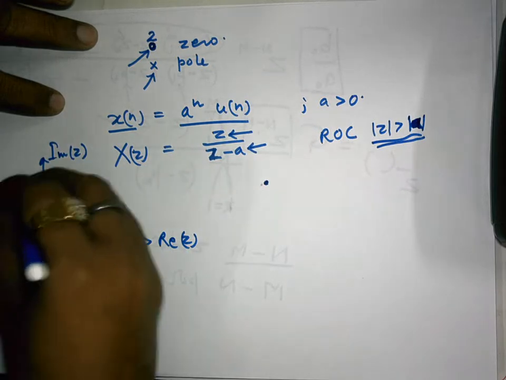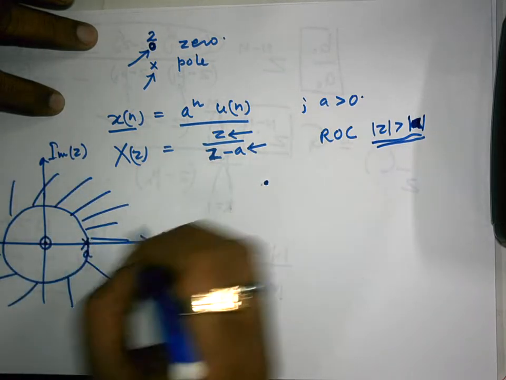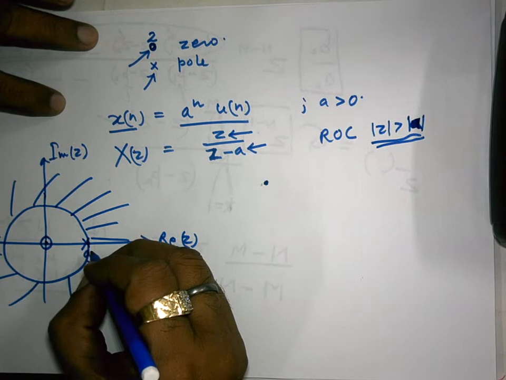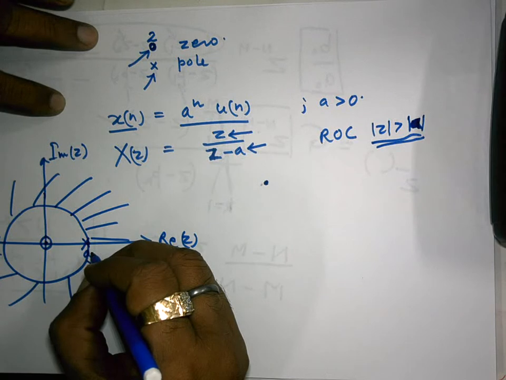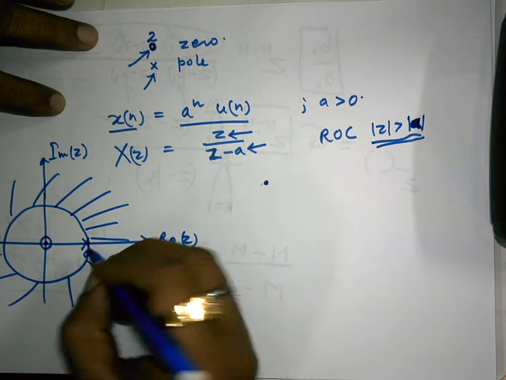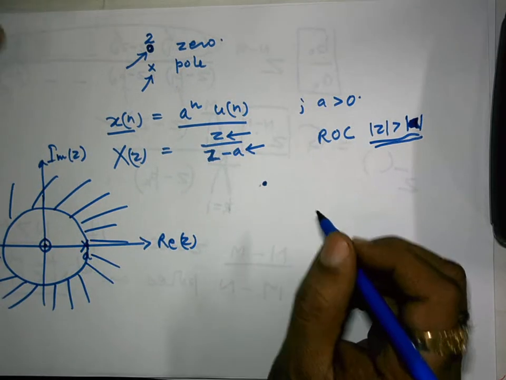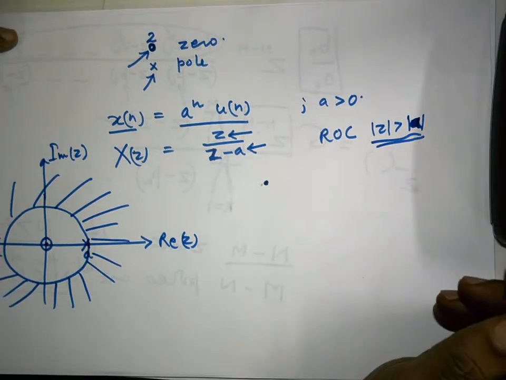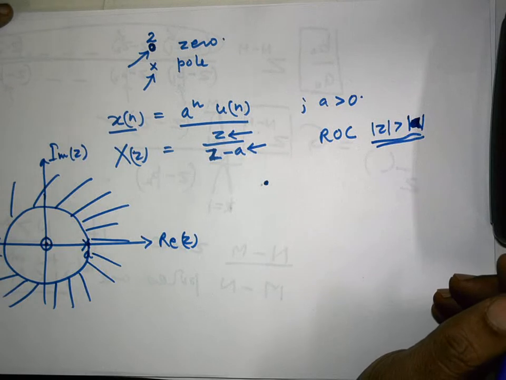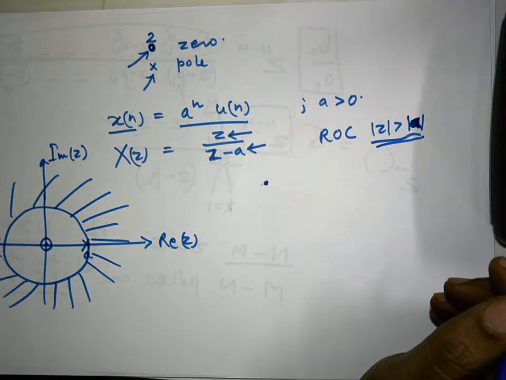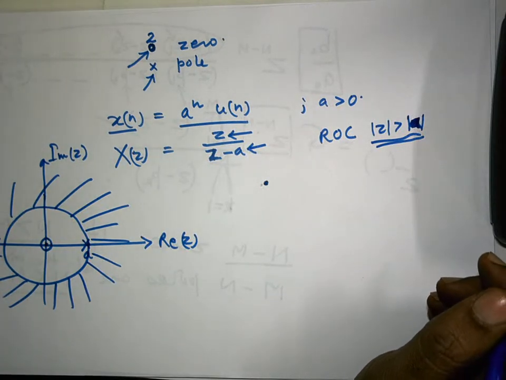The region of convergence never incorporates the pole. If it incorporates the pole, our system will become unbounded. So you see, this is the simplest pole zero plot that I have drawn. Now let us take a few more examples.